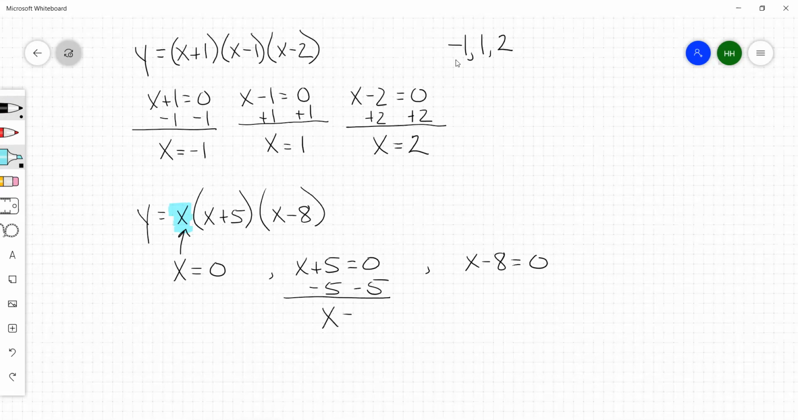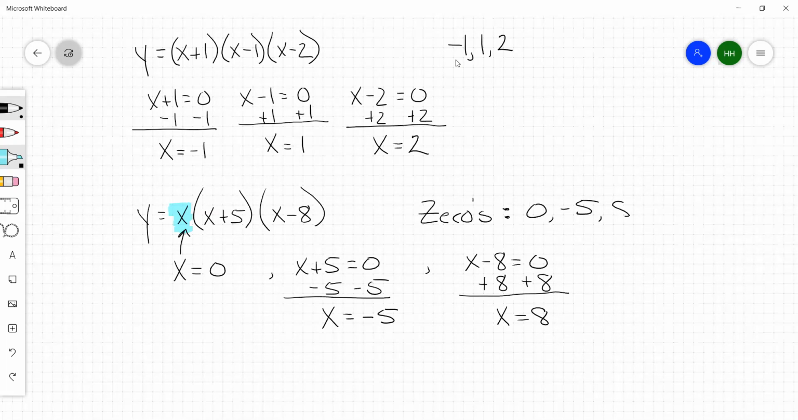So your second zero is x equals negative 5. And your third zero is x equals 8. So your 3 zeros are 0, -5, and 8. Everybody all right with that?